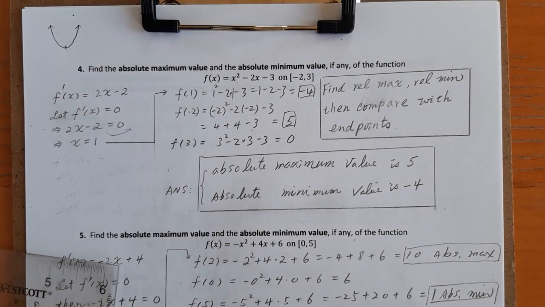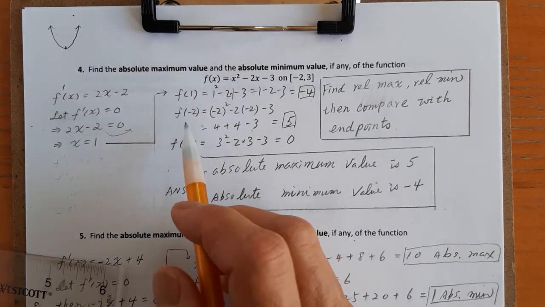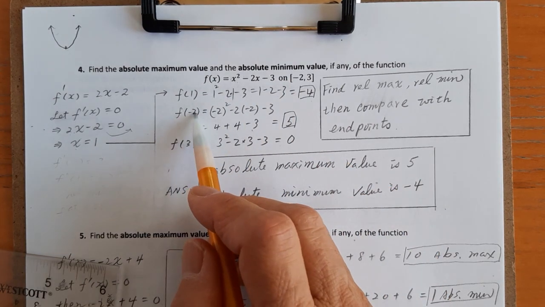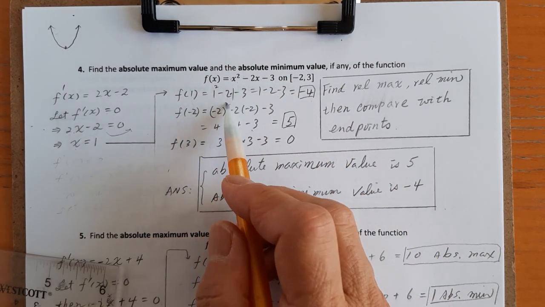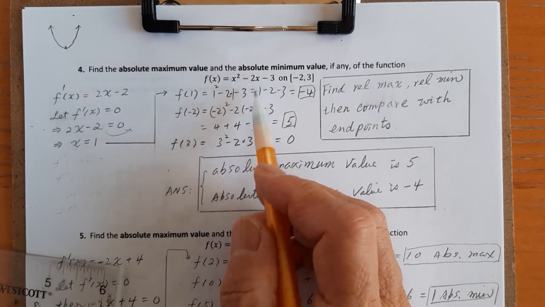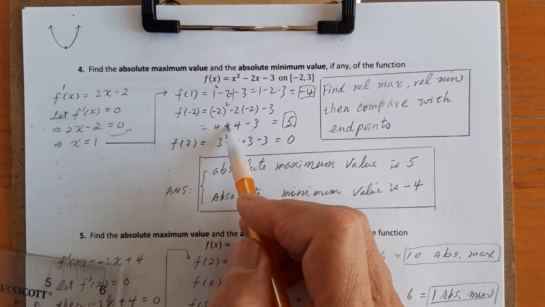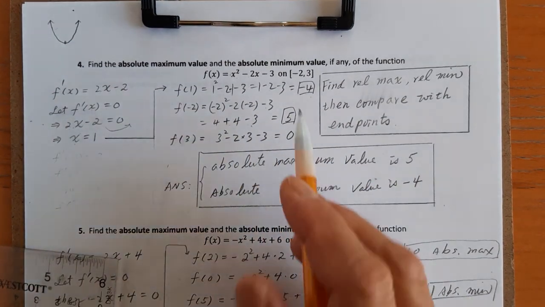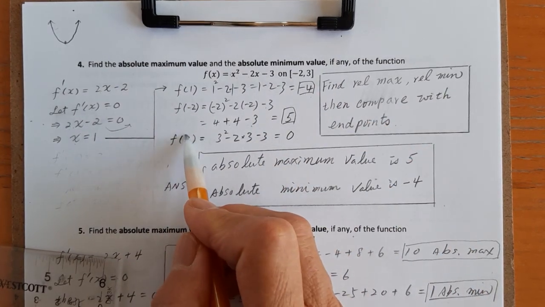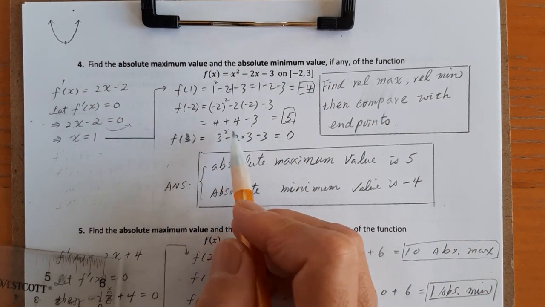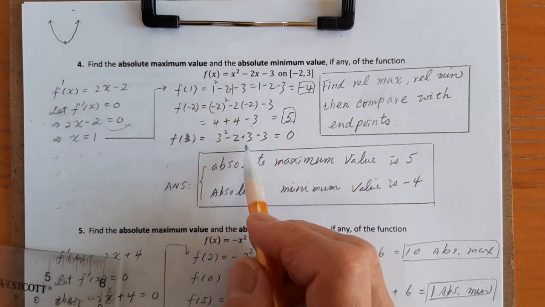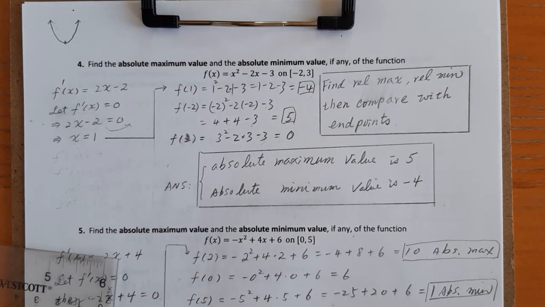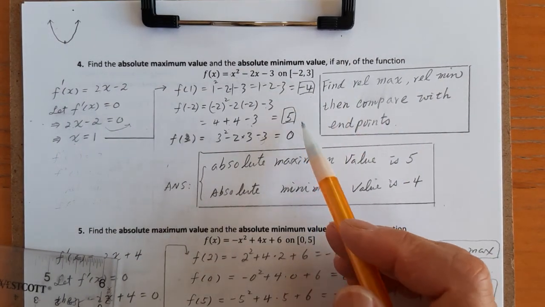Only one critical number. Then find the function value for the endpoints. When x equals -2, plug in. -2 squared is 4. Minus 2 times -2 is plus 4, and minus 3, so get 5. Another endpoint, 3. When x is 3, plug it in. 3 squared is 9, and minus 2 times 3 is minus 6, minus 3, is 0. Now compare those three values.